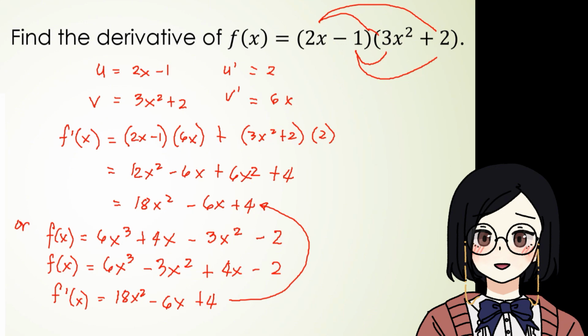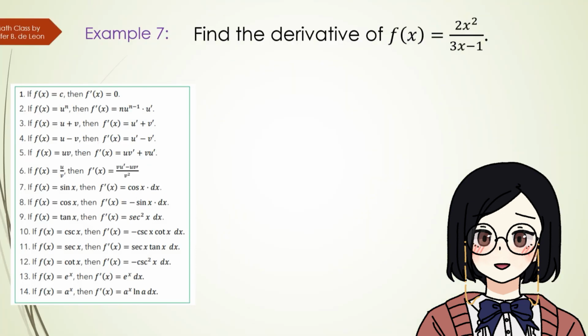Now, if you only have two binomials, you can use the FOIL method to get the product and then apply the addition and subtraction rule for finding the derivative of the function. However, when you have a trinomial or a polynomial with more than 3 terms, that would be difficult or tedious. Instead, we have to use the product rule in order to have a shorter way of finding the derivative of a function.